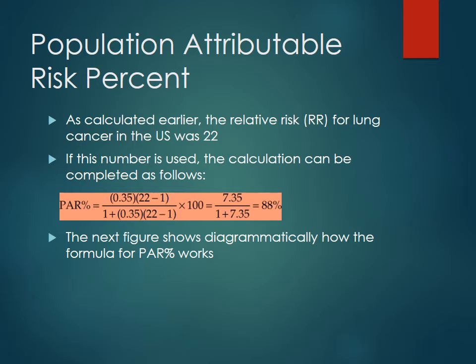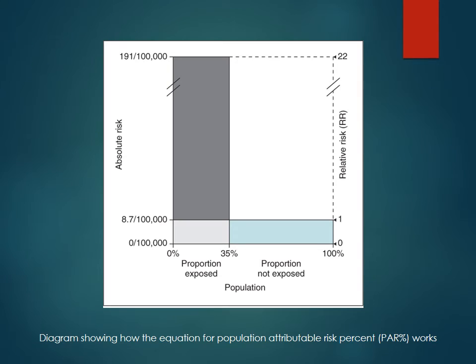Good point. So the next figure is going to show diagrammatically how the formula for PAR percentage is working. Essentially what you're looking at here is that your absolute risk is going to be on the left side of the screen. I'll go ahead and use that laser pointer. We're looking at the attributable risk here in the population, and then we're looking at the relative risk here on the right side.